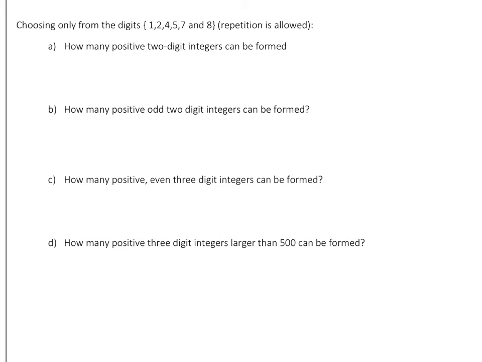Okay, picking from the digits only of 1, 2, 4, 5, 7, and 8. And we can have repetition. So I'm making a 2-digit integer. How many positive 2-digit integers can be formed? So just nothing crazy here, just any 2 numbers. There are 6 of them to choose from. So I've got 6. Because repetition is allowed, I could have the number 55 or 77. So I've got 6 choices there. So that is 36.